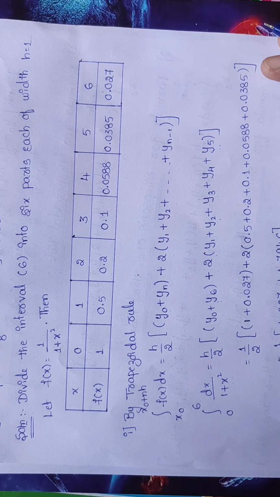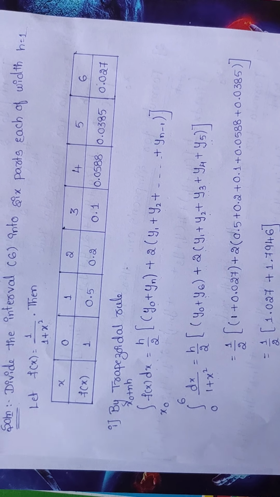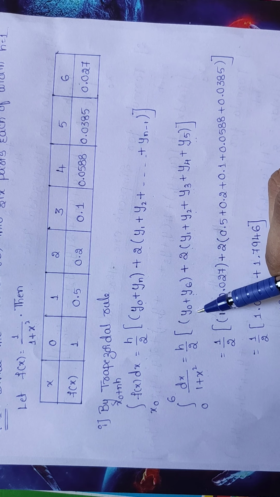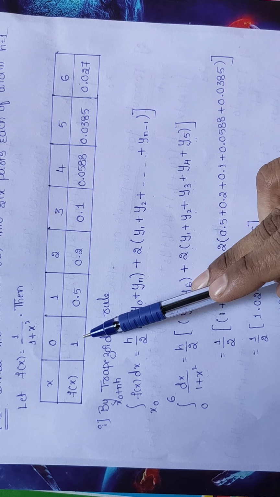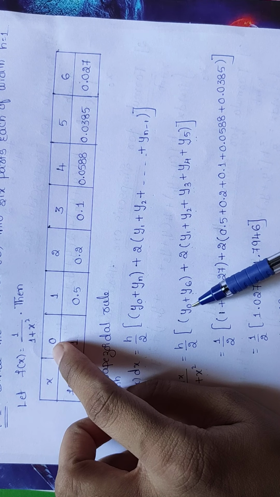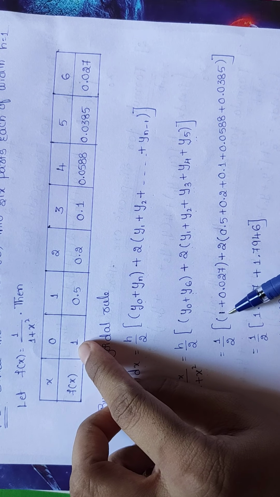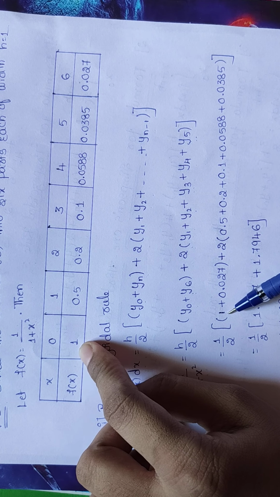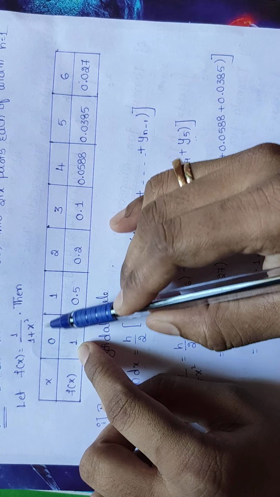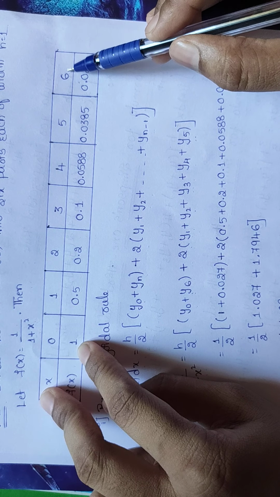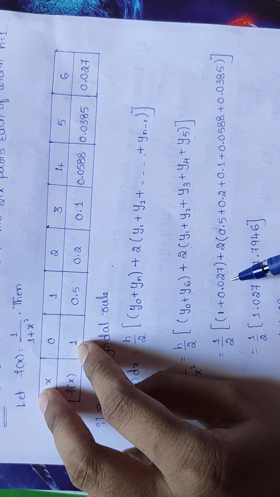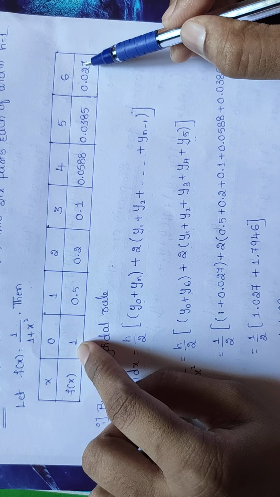So what is the y naught value? We have to see the table and write the values. Here it is, y naught value is 1, where x value is 0. So we have to consider 1. The f of x value we have to substitute here. So plus y6. Y6 means we go for the value where x is equal to 6, and here we have to write down 0.027. This value is called y6.